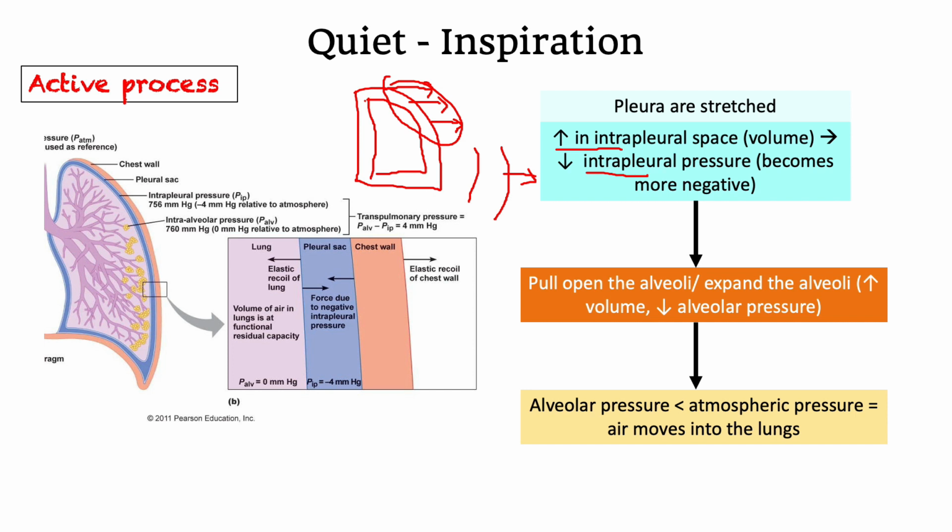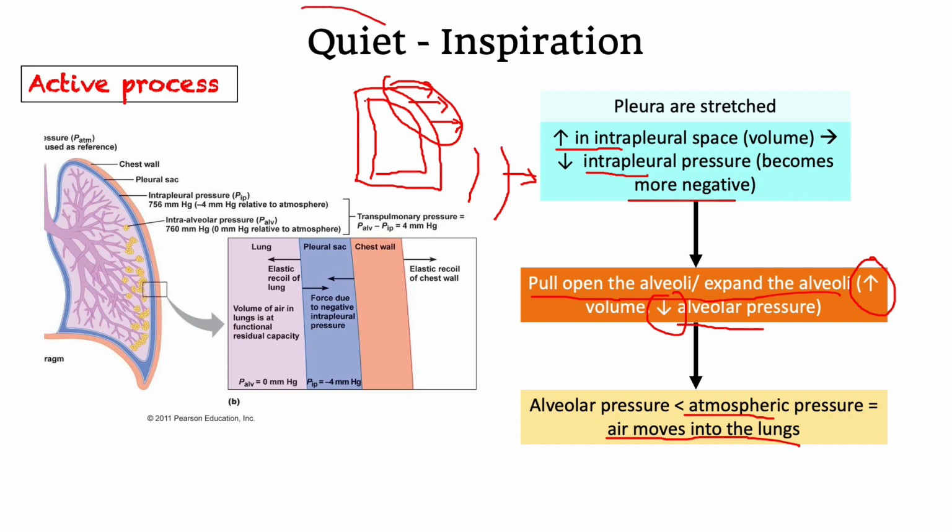So remember, the intrapleural pressure needs to be negative so that it will pull the alveoli open. When it is becoming more and more negative, it will expand the alveoli more than usual. So when we pull the alveoli, again it will increase the volume inside the alveoli. Thus the pressure inside the alveoli will be less. So again, intra-alveolar or intrapulmonary pressure decreases. When it decreases below the atmospheric pressure, then the air will move from the atmosphere into the lungs.